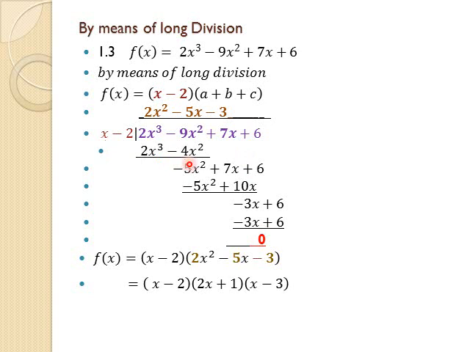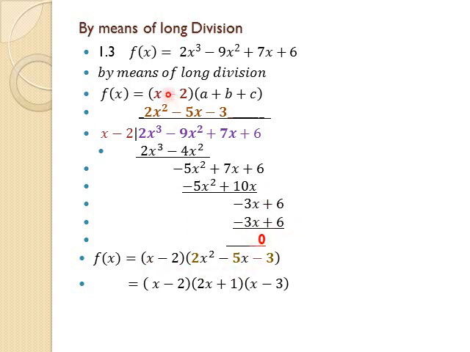Right, now x times what would give me minus 5x squared? Minus 5x times x would give me minus 5x squared. So minus 5x times x is minus 5x squared, minus 5x times negative 2 gives me positive 10x. Negative 5x minus 5x becomes 0. 7x minus 10x would give me minus 3x. Carry 6 down. x times negative 3 would give me negative 3x. So negative 3 times x, negative 3x. Negative 3 times negative 2, positive 6. And there if we subtract, final answer 0.